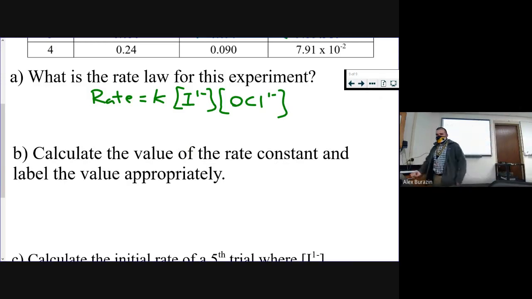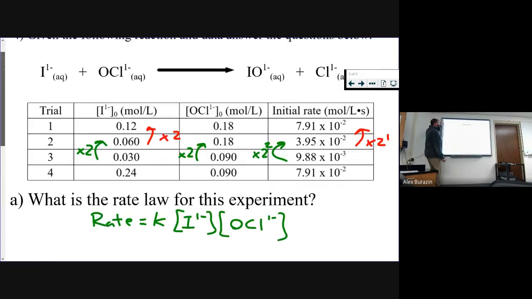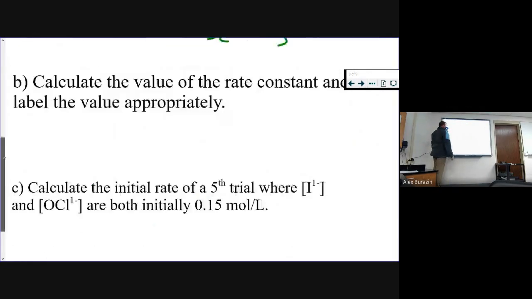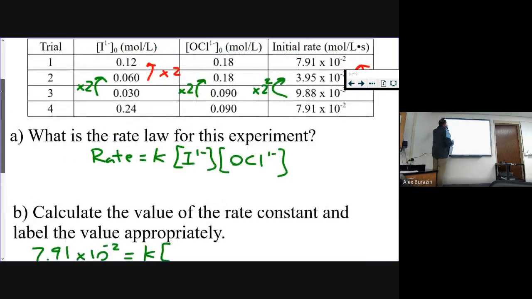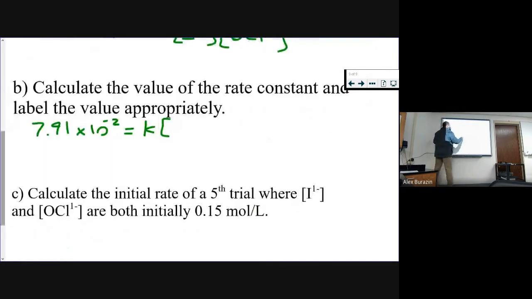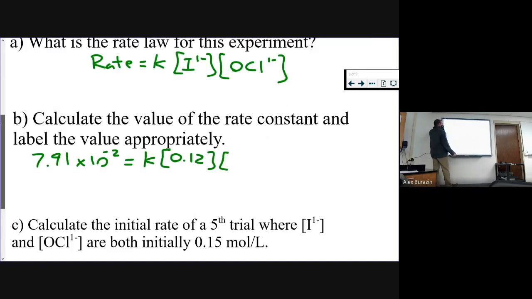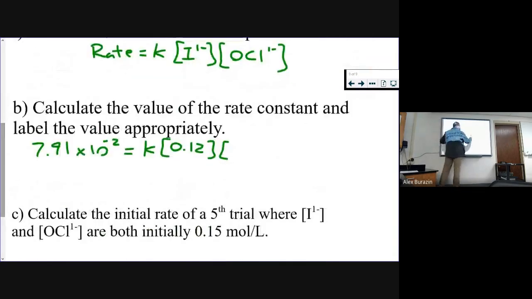It is fun. All right. I'm going to plug numbers in from the first trial. Come on, work. There we go. I have a rate of 7.91 times 10 to the negative 2. I have a K value, which I don't know. That's what I'm trying to solve for. I have a molarity of iodide equal to 0.12. And I have a molarity of OCl, which is hypochlorite, equal to 0.18.